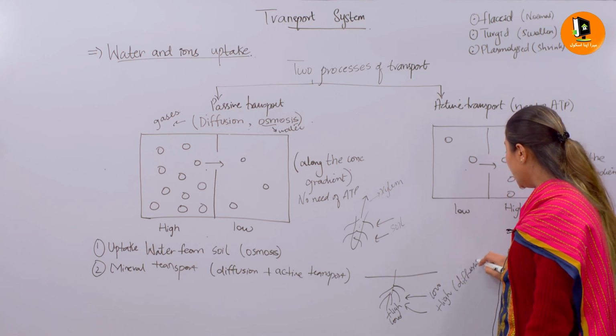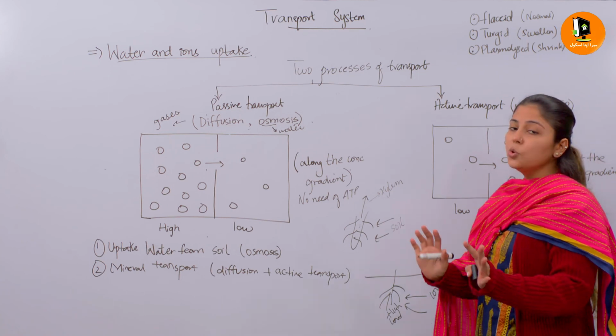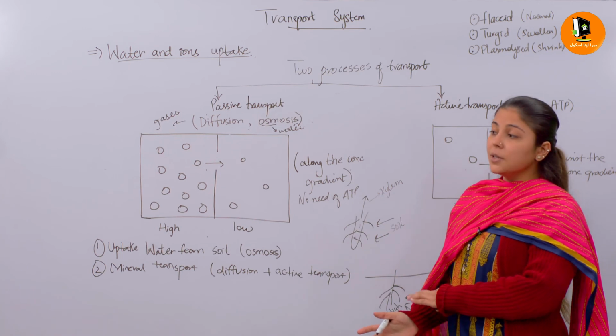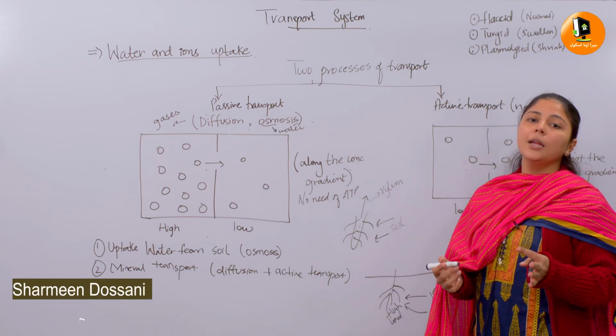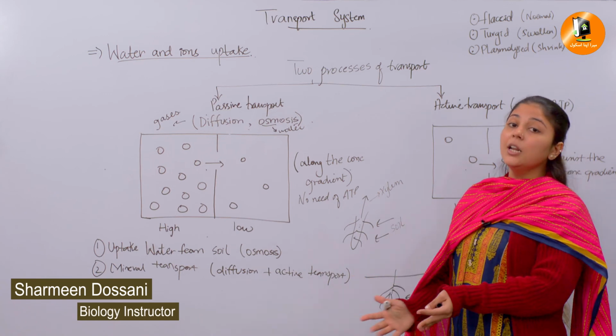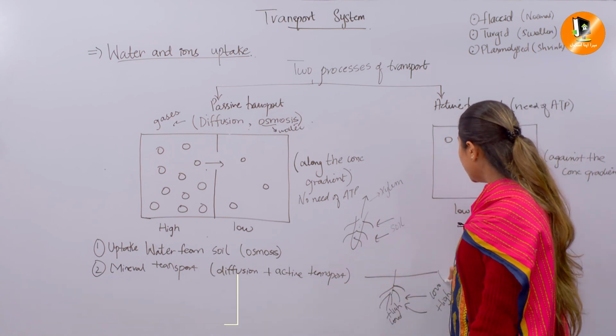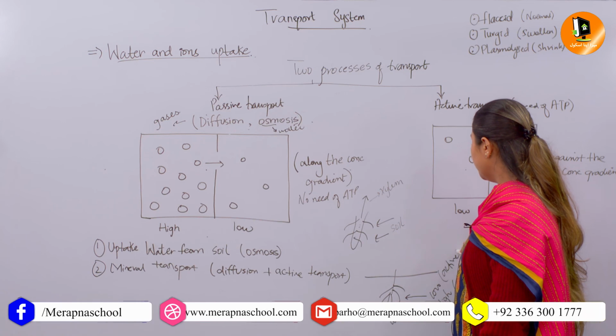So please understand this concept about high to low. That is a diffusion process. But when the concentration is moving from low to high, that is against the concentration gradient, energy is required. So yes, this is active transport.